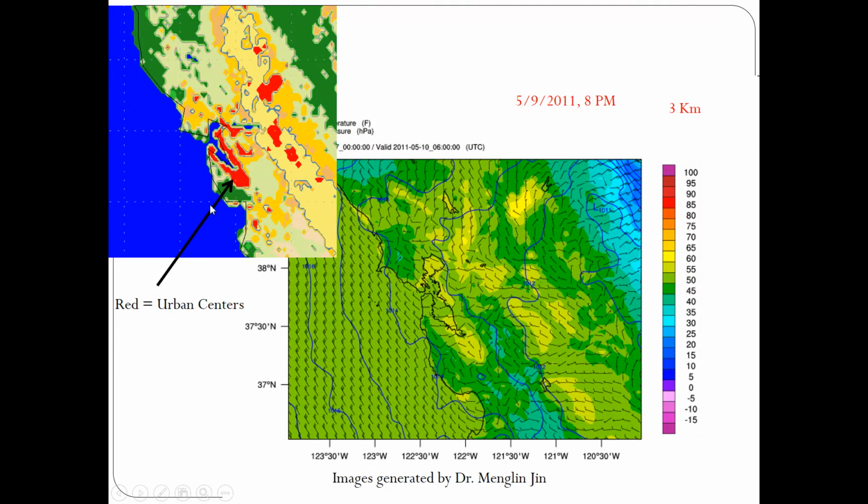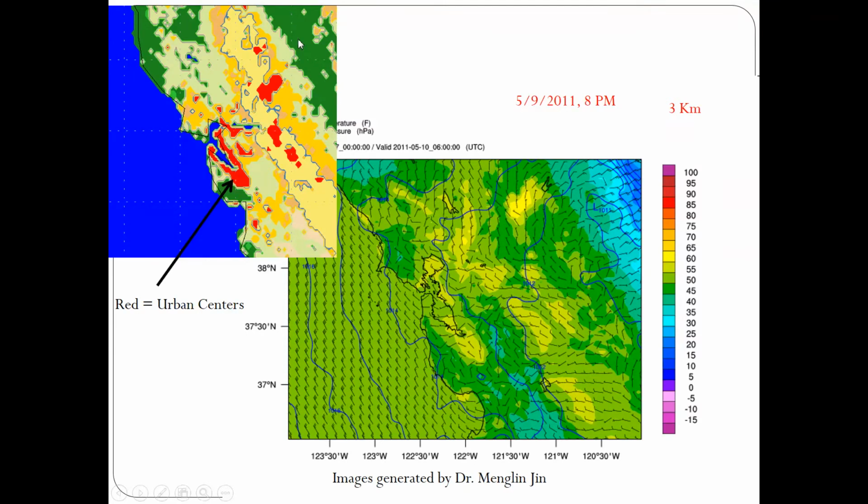And so these urban cities are highlighted in red. Other non-urban regions, more agricultural regions, are usually highlighted in these oranges and yellows. And then forested regions are green.